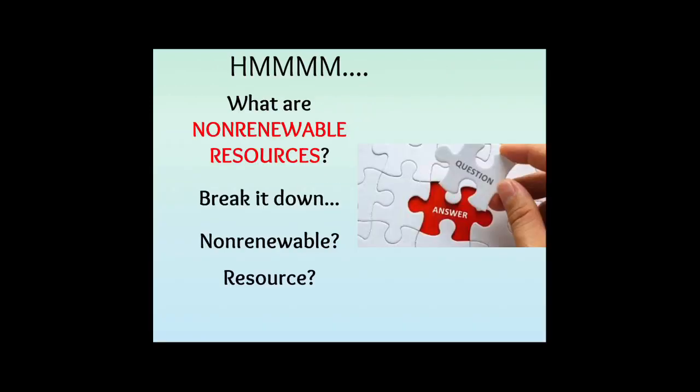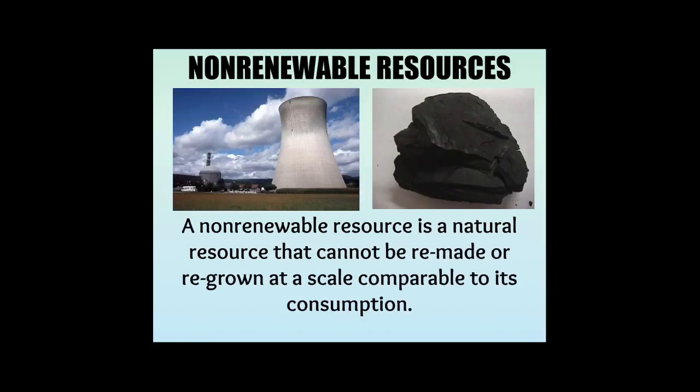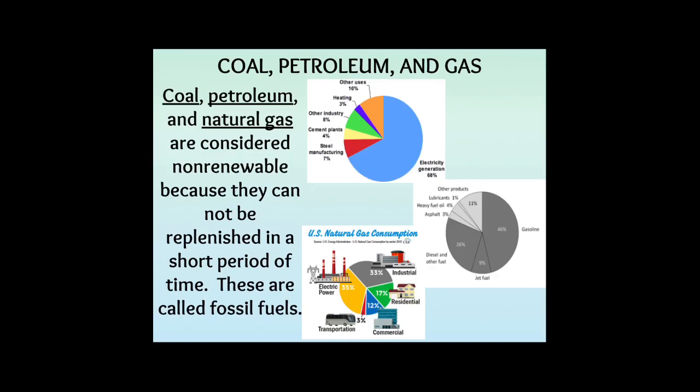So first we're going to look at the difference between non-renewable and renewable. So non-renewable resources, break it down. So if you cannot renew something, that means it cannot be remade or regrown at the comparison of how it's consumed. So this means that in the future, this is going to run out. If we're using too much, there's not going to be any available for the future. So we're going to take a look at the different types of non-renewable resources.